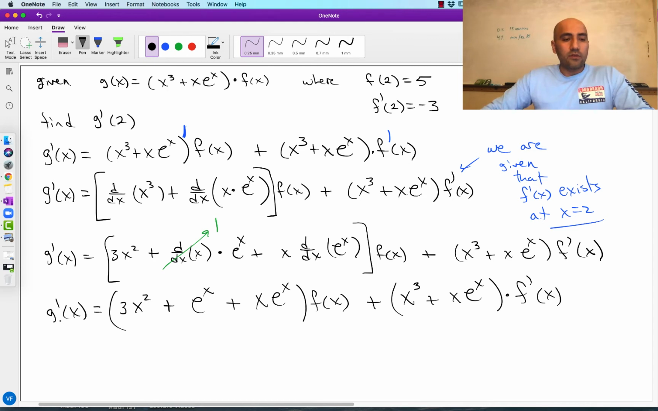Okay, so we found the first derivative of g of x. They didn't ask for it, but of course we have to find it if we want to find f prime of 2. So now we can get on with the business of finding this.